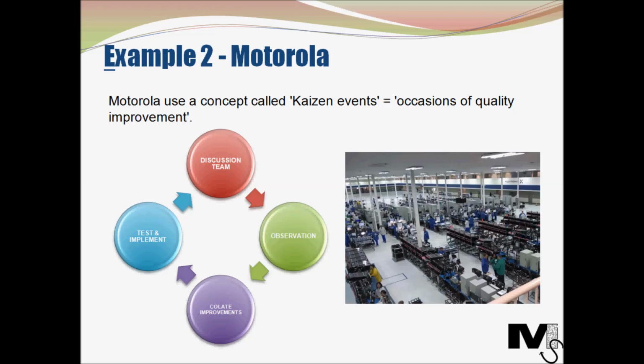The next stage is observation, and this is when the team actually takes a walk around the factory floor, observes various processes with a beady eye, and sniffs out any issues that they witness. The next stage is improvements.